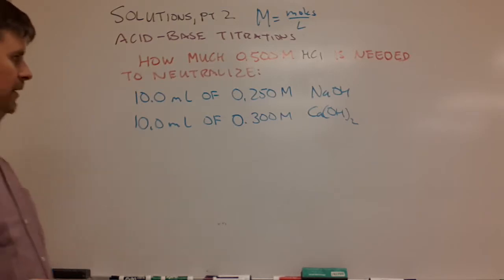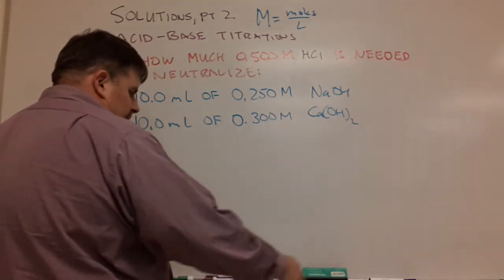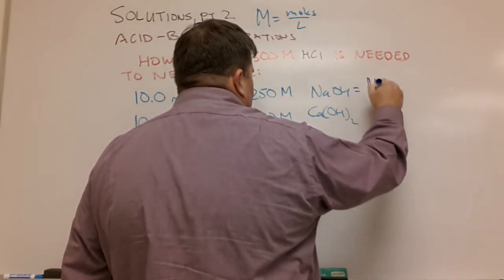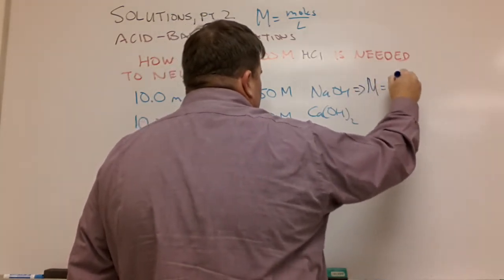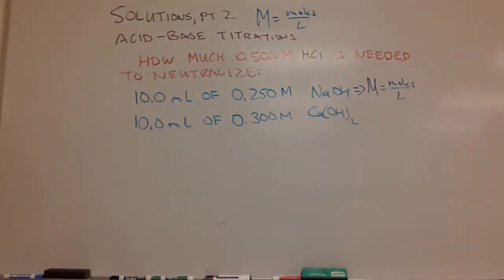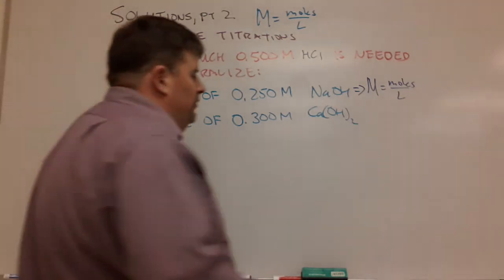Okay, so the number of moles that I've got here with sodium hydroxide, big M is equal to moles over liters, right? Yeah? Okay, so that's not too hard. All I have to do is take 0.25 and divide it by 0.01.